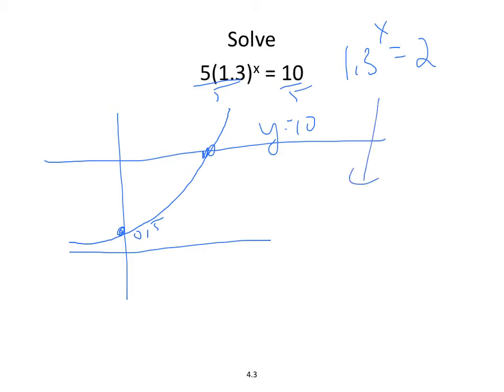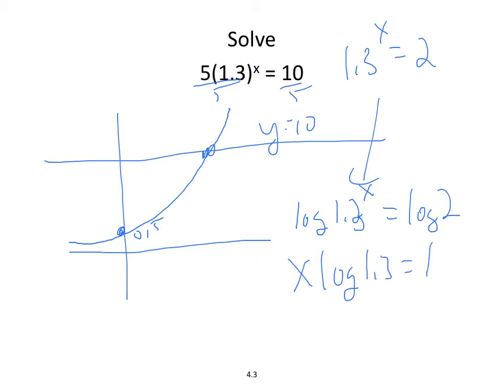I'm thinking it might be easier to use that log property though. If we take the logarithm of both sides of this equation, 1.3 to the x equals 2. I can use that log property about the exponent coming down in front. What that does for me is I can write this as x log of 1.3 equals the log of 2, and then just divide both sides by the log of 1.3, and that'll leave the x by itself.